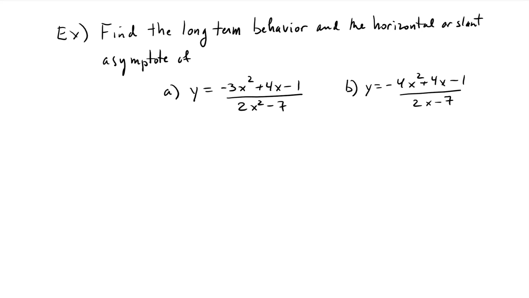In this last example, we are going to find a long-term behavior, and from this also the horizontal or slant asymptote of two rational functions. We're not going to graph the entire rational functions. We're just going to try to find what happens in the long run. So we're going to start with A, which is a ratio of two quadratics. Notice how they have the same power here.